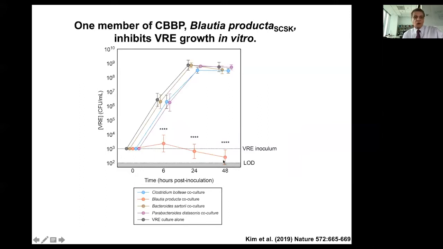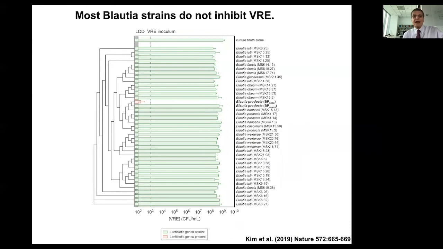So we didn't know how it did that, but we had a lot of Blautia, and we had whole genome sequenced all of them. And we thought we might be able to do genomic comparisons of all these different Blautias in order to see what was unique about the Blautia producta, which inhibits VRE. And so that's this guy right here that inhibits VRE.